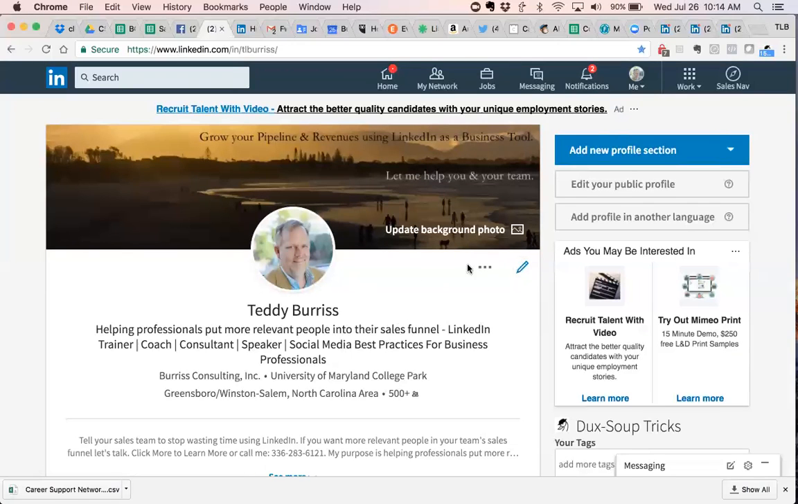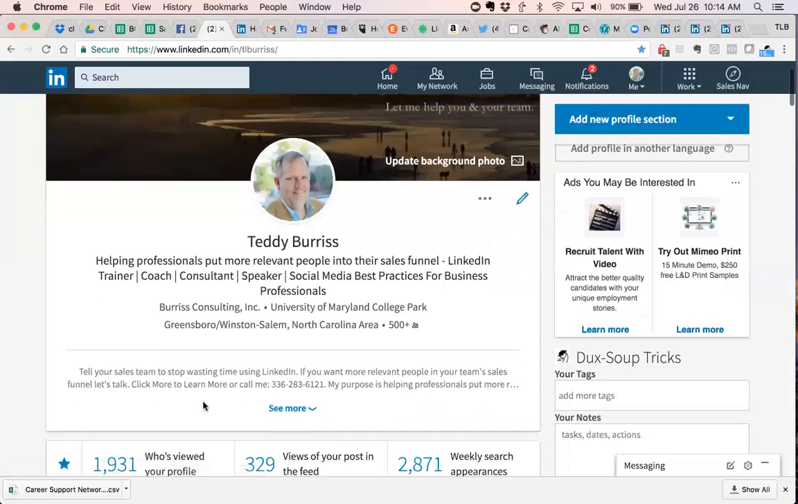So this box right here is called the intro box. We call this the intro box now. Picture, name, headline, company if you have a current company, a school if you have a school that you went to, and region, and then the size of your network, 500. This is the first two lines of your summary section. This is important. You want to make sure that these first two lines speak clearly to your most important viewer. These two lines need to speak clearly to your most important viewer.